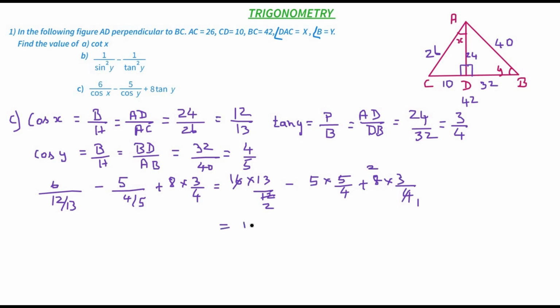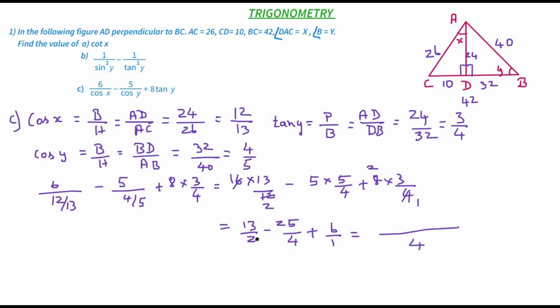Now let's find out 13 by 2 minus 5 times 5 is 25, 25 by 4 plus 3 times 2 is 6, and there is no denominator, so I'm just putting it as 1. As you could see, there are different denominators here. Whenever we have different denominators, these fractions are called unlike fractions. So whenever we have unlike fractions, we have to take an LCM. So here 2, 4 and 1. The LCM is 4.